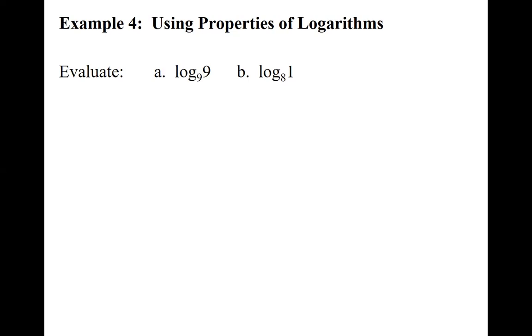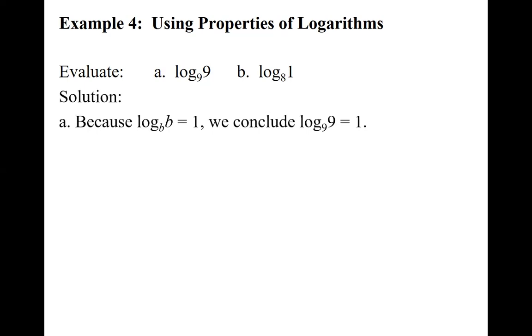Log base 9 of 9 is 1 because 9 to the first is 9. Did we really need a special property for that? If we know that 9 raised to some power is 9, that power must be 1. We can just logic that through every time. We don't have to memorize log base b of b equals 1. We can, but as long as we understand how the log works, we already know that it's going to be 1.